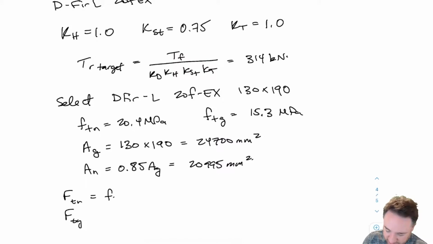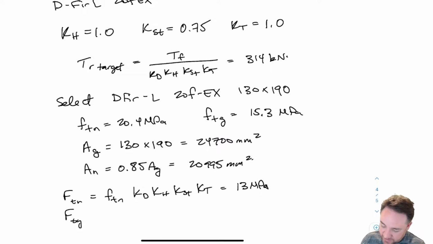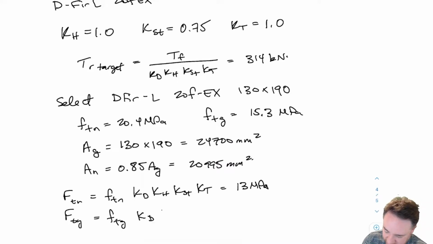Okay, so now I can figure out capital FTN and capital FTG, and we'll remember this is small FTN times KD times KH times KST times KT. And this is going to equal 13 MPa in this case. The only reduction that I have basically is my KST of 75%. And this is FTG, KD, KH, KST, KT. You're going to know that off by heart. And we get 9.7 MPa.